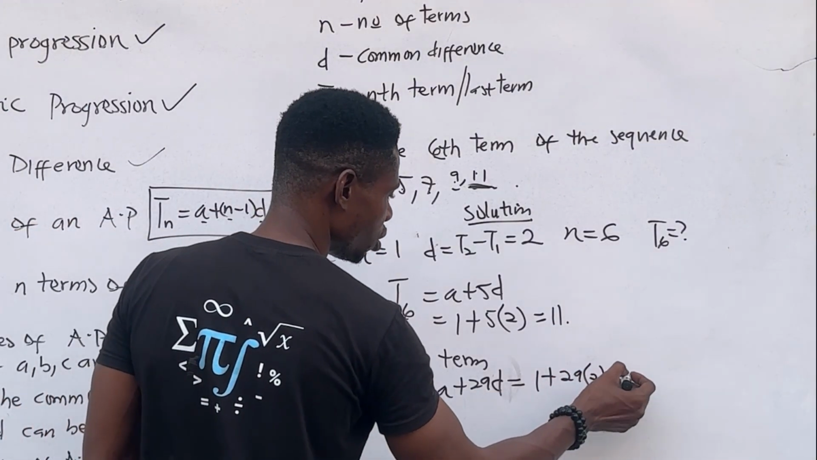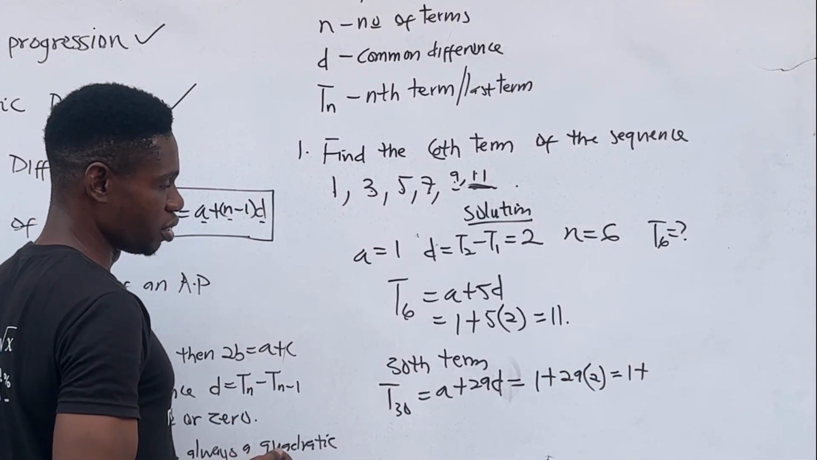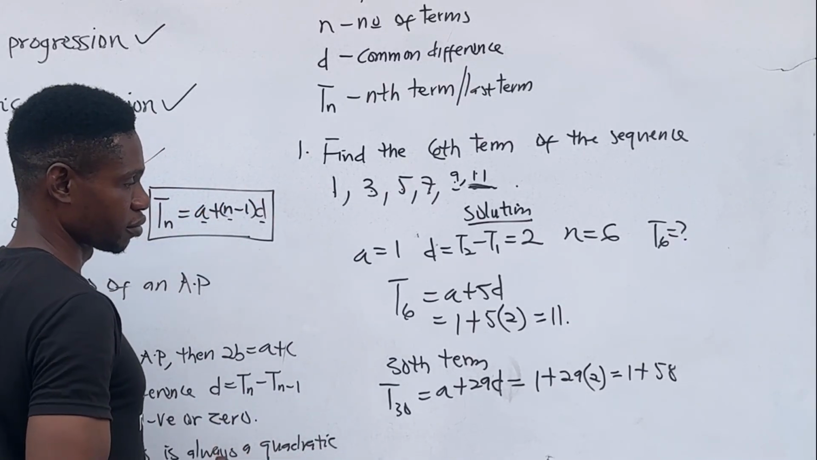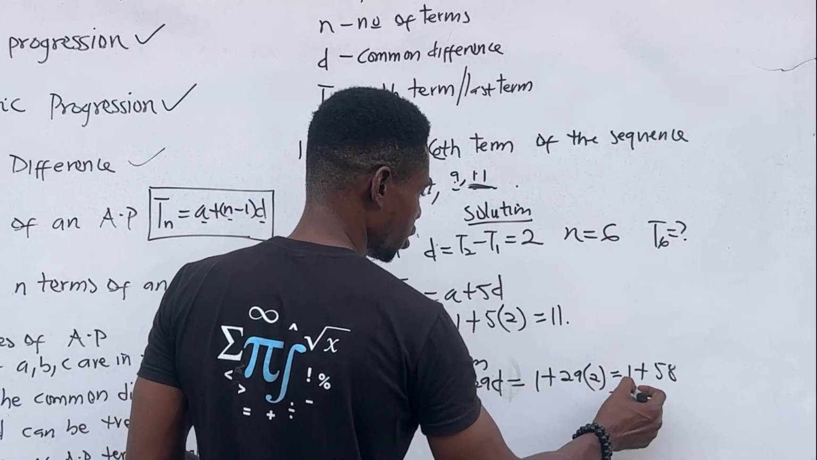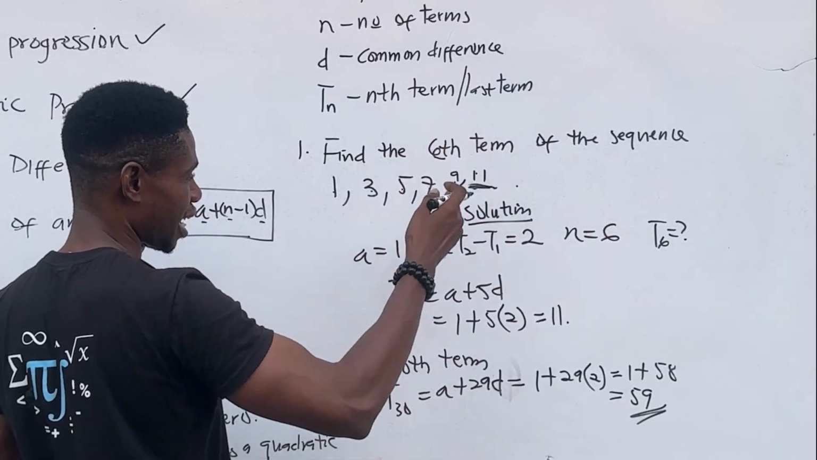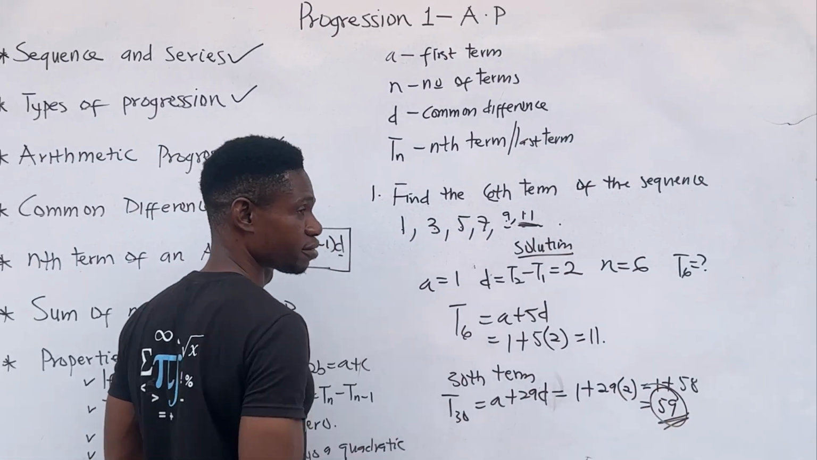So this will be 1 plus 29 multiplied by 2. That will be 58. So our answer is 59. So if you continue like that to the 30th term, you will get 59.